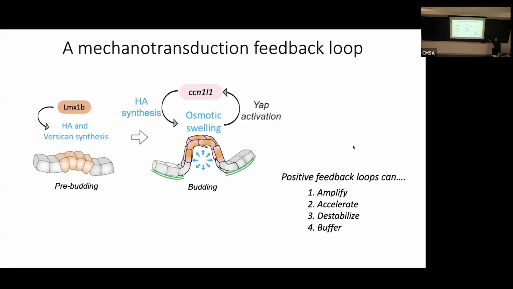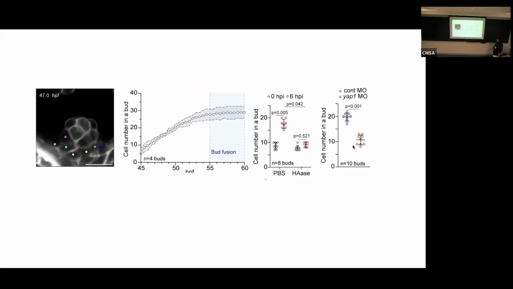Okay, so is this positive feedback amplifying some initial signal? One thing I didn't emphasize is that when buds grow, they are growing by recruiting cells from the side. So they're pulling onto the cells, and that's what's leading to an increase in cell number. And this is dependent on swelling of hyaluronic acid, such that when we digest the matrix, there is no increase in the cell number in the bud. The bud just stays as it is initially.